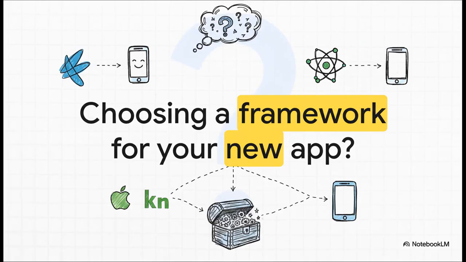You're all fired up, ready to build the next big thing, and bam, you're staring at three totally different paths. You've got Flutter, you've got React Native, and then there's going fully native. And man, everyone has a strong opinion on this. So the real question is, how do you cut through all that noise?